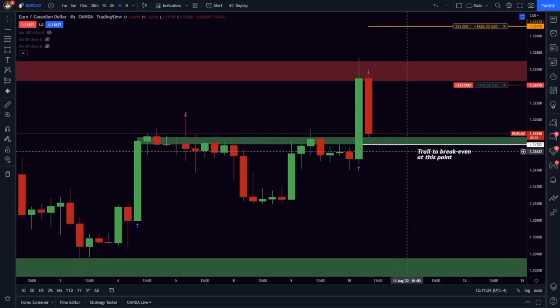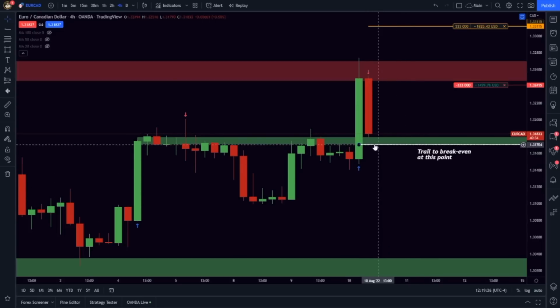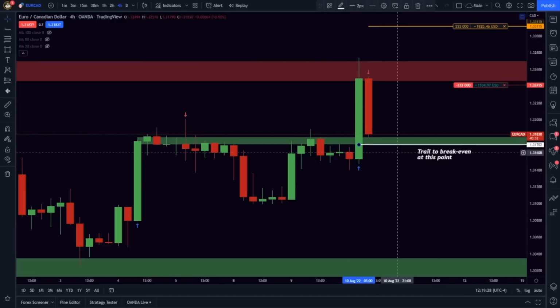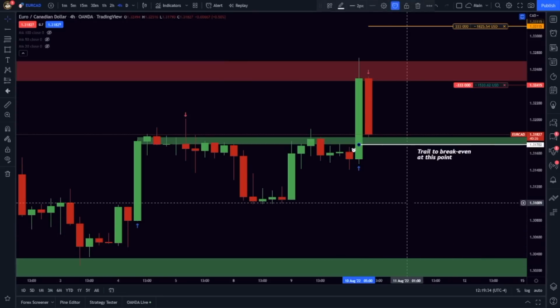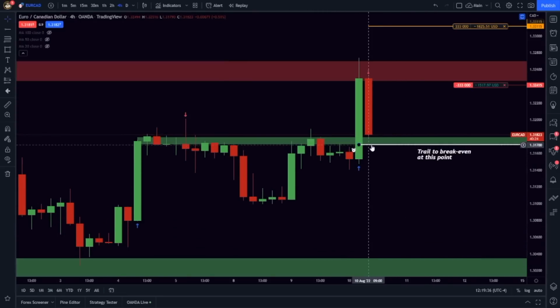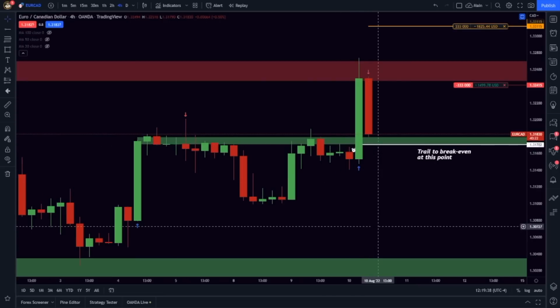So let's see if this thing can get to the break even point. In fact, what I'm going to do is go ahead and add an alert on the horizontal ray, and yeah, we'll just keep it that way. Create. And at this point, if the market does come down to this level, if it hits that level, then I'll get a notification to trail stops to break even, and we'll see if we come back.